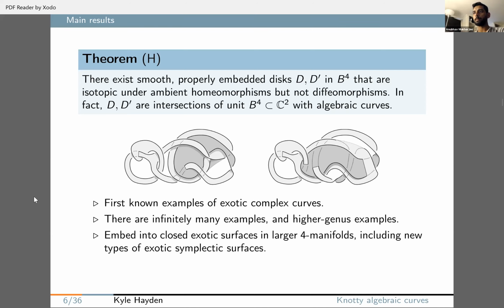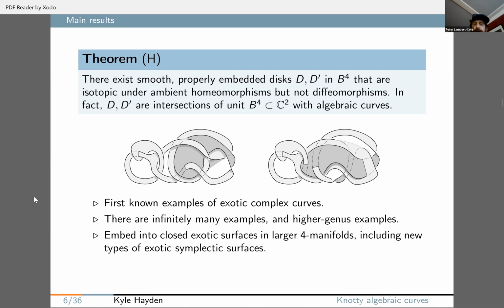I don't know about if you tube on a closed surface. It's a good question. What is the smallest genus? These are examples of genus 0, so in that sense, they're minimal. What you would really like to have is closed genus 0 as well, but that's very much open.